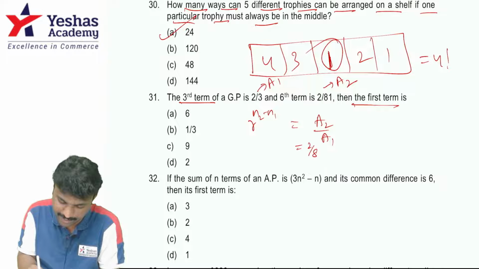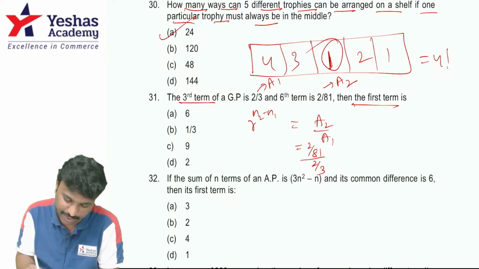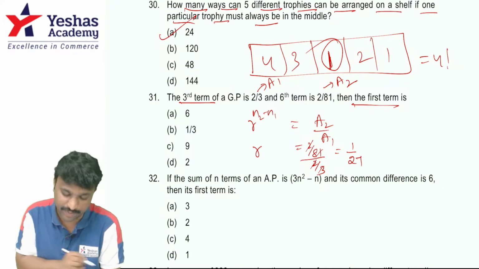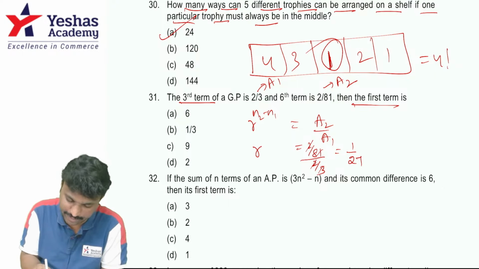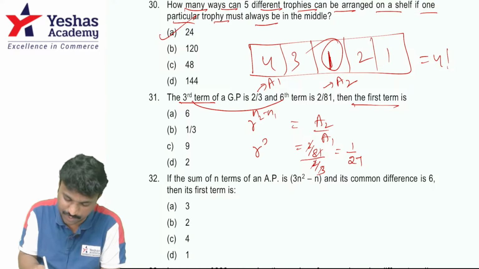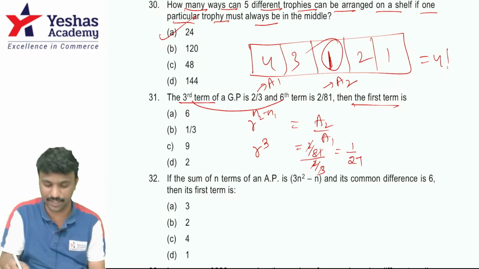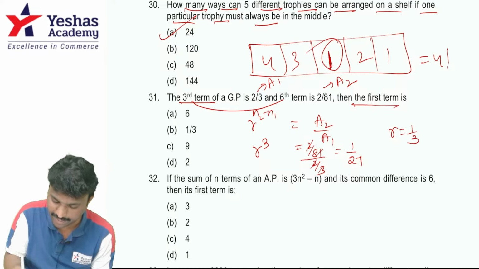That is 2 by 81 divided by 2 by 3. The 2s cancel, 3 goes up, 3 ones are 3, 27s are, so 1 by 27 it is. Now r power n2 minus n1: take the difference between 6 and 3, it is 3. r cube is equal to 1 by 27, so obviously r is 1 by 3.